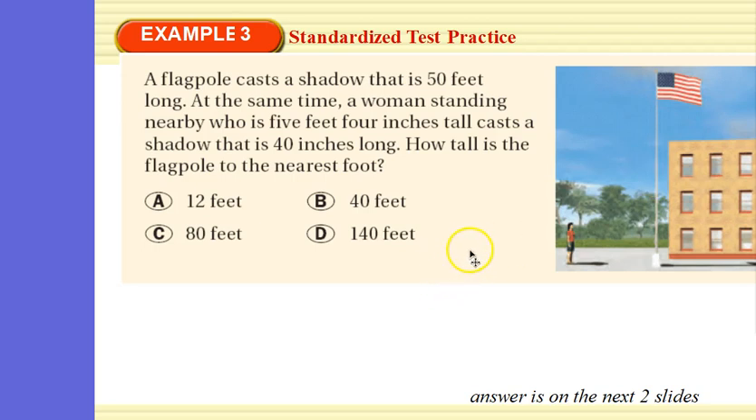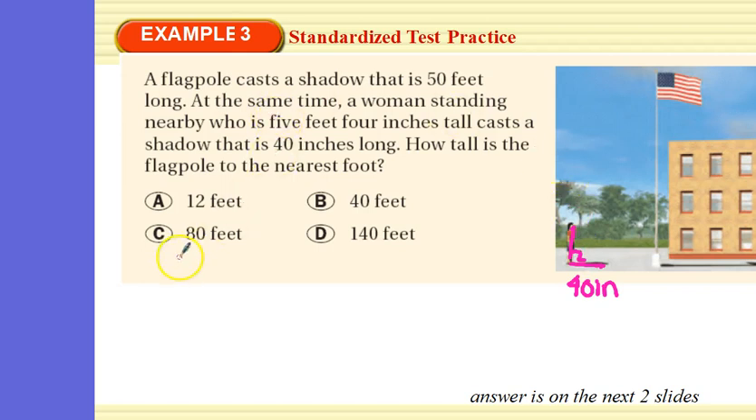A flagpole casts a shadow that is 50 feet long. At the same time, a woman standing nearby who is 5 feet 4 inches tall casts a shadow that is 40 inches long. How tall is the flagpole to the nearest foot? Her shadow is 40 inches, and her height is 5 feet 4 inches. Turn that into inches, because we have to have the same measurement.